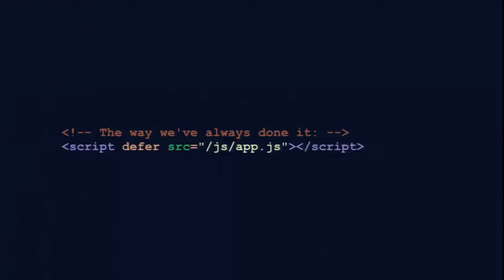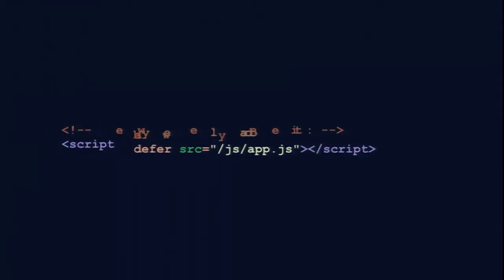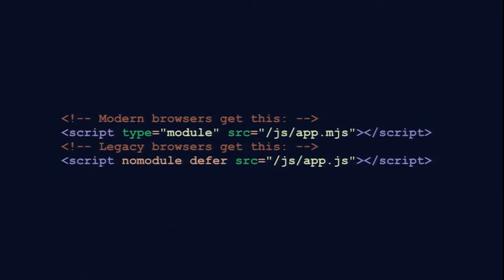Of course, we need a way to load these bundles properly. So what you see here is how we've always loaded JavaScript. The pattern shown here is how we can differentially serve scripts. The first script tag loads a bundle for modern browsers. Adding the type equals module attribute ensures that this script gets picked up by modern browsers.